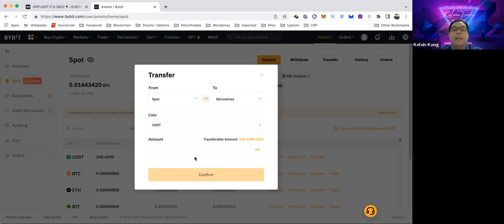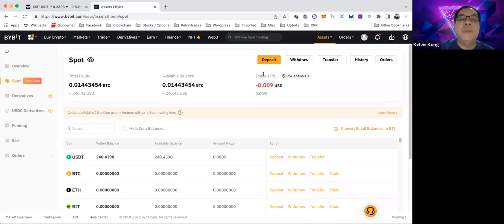Then just choose the coin you want to transfer. Usually it will be USDT. Type in the amount you want to transfer, and then click confirm. That's all. Very, very simple. That's how you transfer from a spot wallet to derivatives.